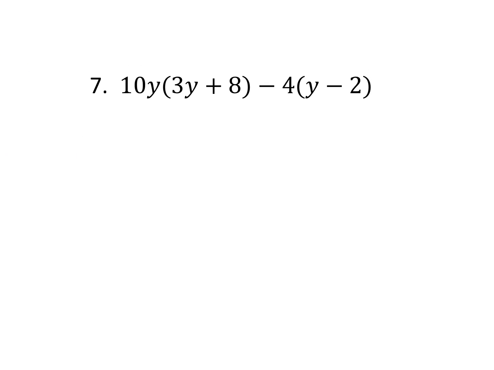And number 7, again, 2 single brackets, which need to be expanded. The first one, we multiply that bracket by 10y. So 10y times 3y. 10 times 3 is 30, and y times y is y squared. 10y times 8. 10 times 8 is 80, so 10y times 8 would be 80y.